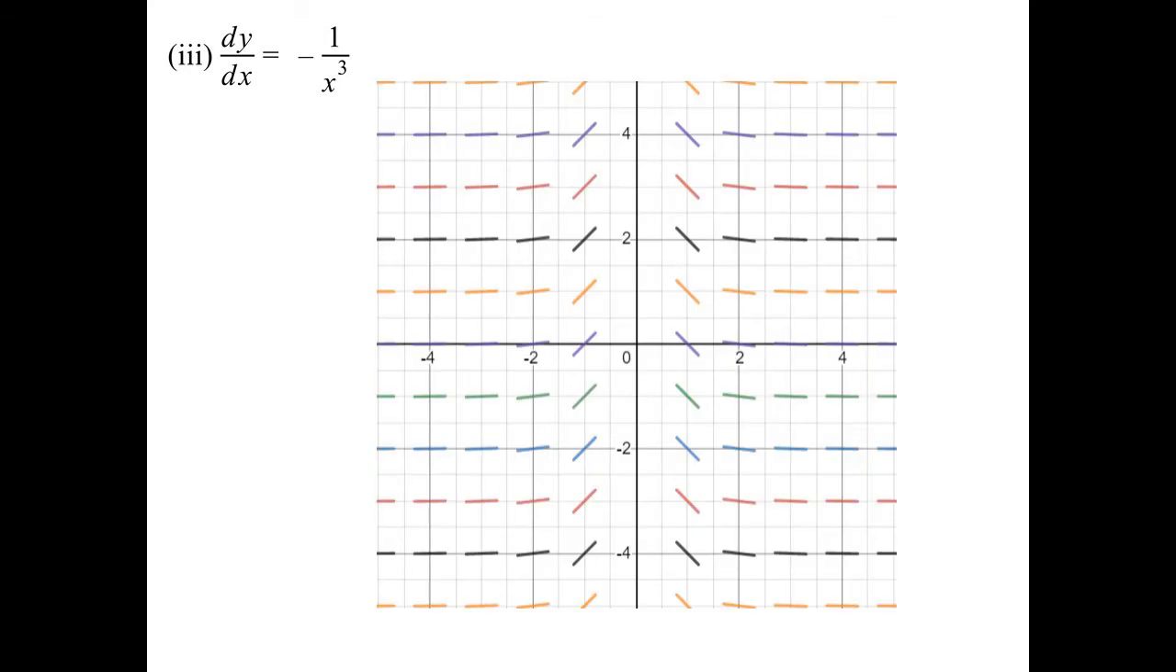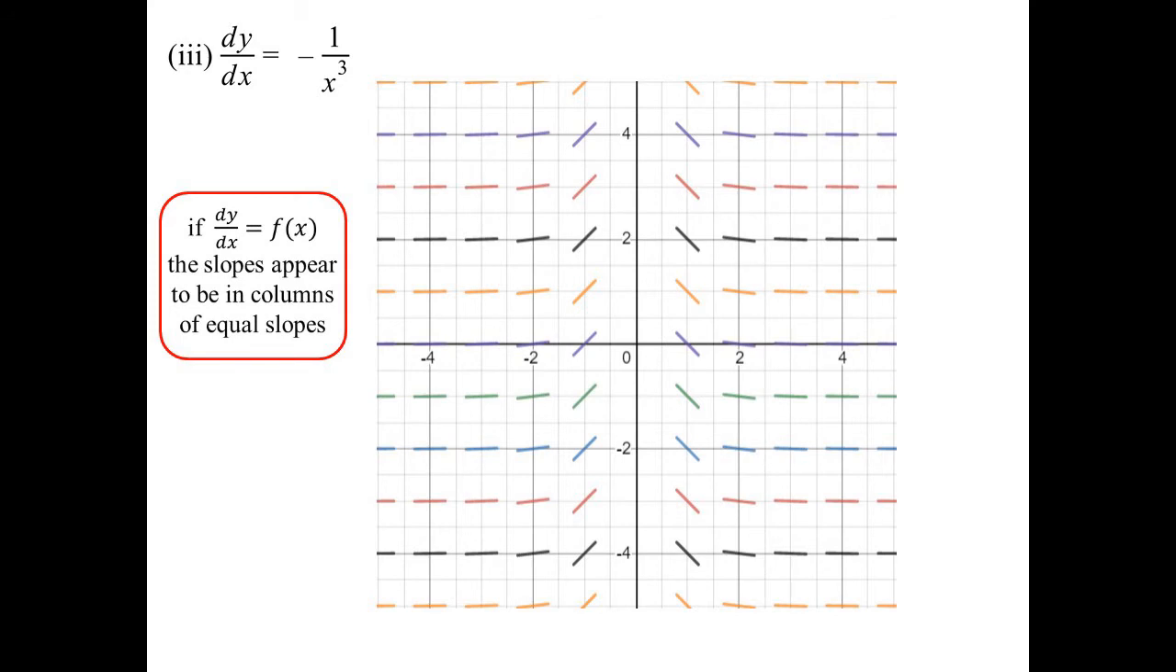Now, there's some interesting things to note here. If dy/dx is just some function of x, so it's not a mixture of x and y's, it's just x's, notice how in each column, the slope is exactly the same. And that's because you're not substituting in y. At each point, you're substituting in the same x value, and you're going to get the same slope. So if you're looking at a slope field, and you notice those columns, then you know that derivative must have equaled just a function of x, but not a mixture of x and y's.